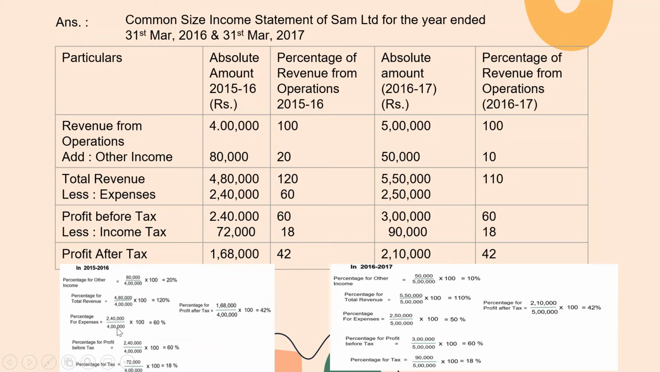Each item you should express as the revenue from operation. So 4 lakhs for each item you have to put denominator as 4 lakhs here in this 100. So you will get 60, and 120 minus 60 is 60. For 72,000 divided by 4 lakhs into 100 is, when you simplify 18, when you subtract is 42. So same way here also you have to do for each item.